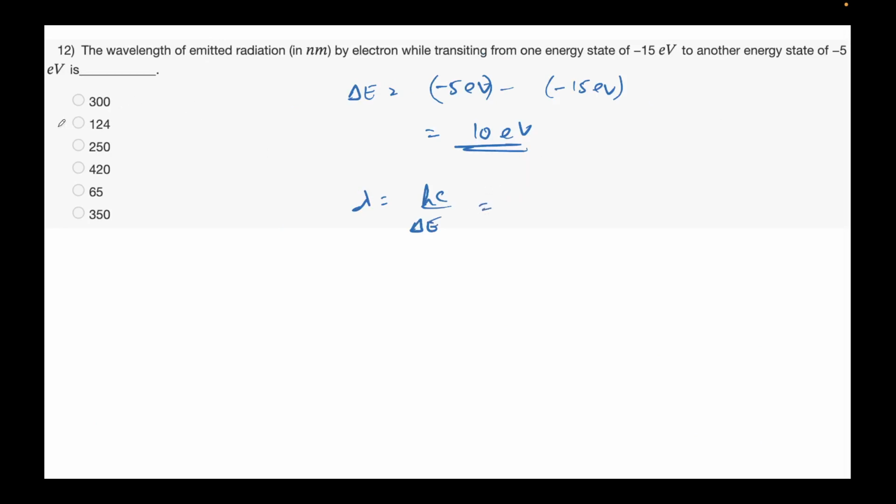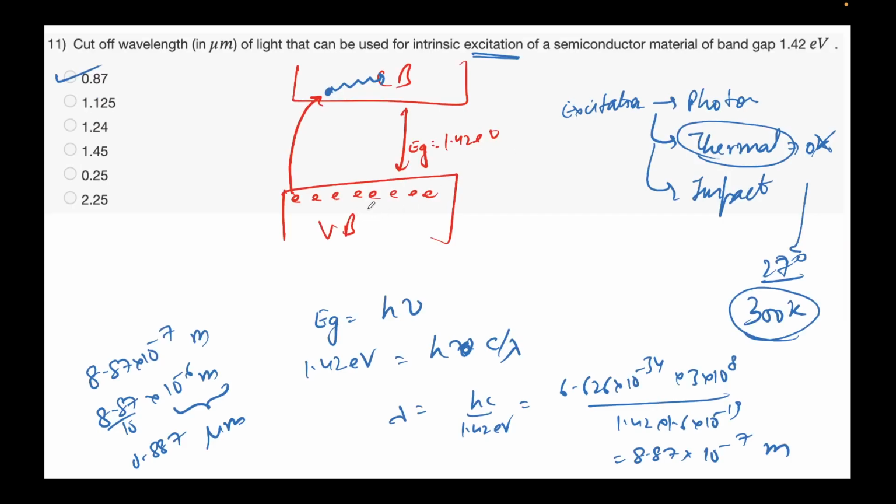I think it's coming out to be 124, because there's a formula here, I think 12.4 divided by E. You can just check the units there, but the idea is similar to the previous problem, where we needed to shine light to go from here to here. You can just put these numbers over there and you can get the answer.